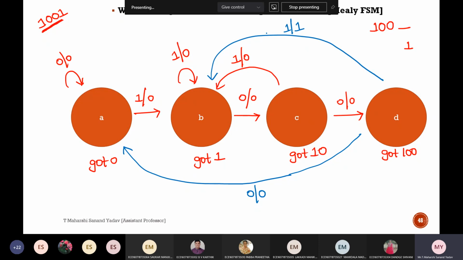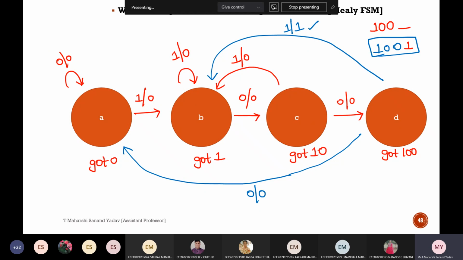Can anyone explain why the output is 1? Because the required sequence is detected. Correct. So this particular sequence is detected. When this sequence is detected, output should be 1, or else it will be 0. So that's the reason all the other states' outputs are 0 and only at the last state we are getting output as 1. Correct. Now let us write the Verilog code for the same.